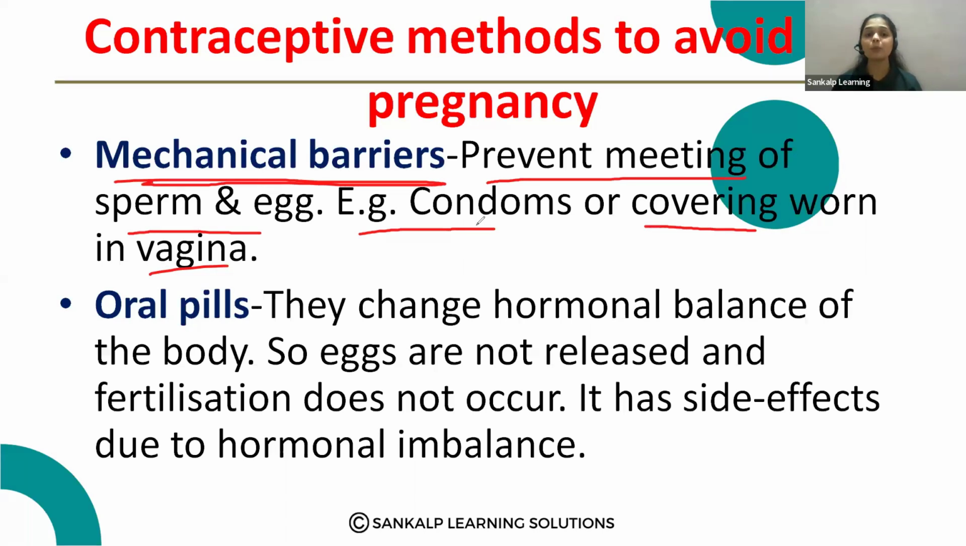And some oral pills are used. They change the hormonal balance. Oral pills means tablets are taken. Those tablets change the hormonal balance in our body.